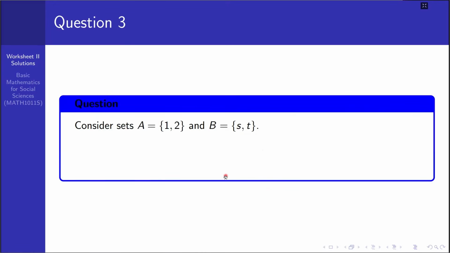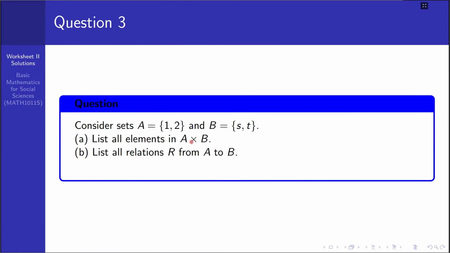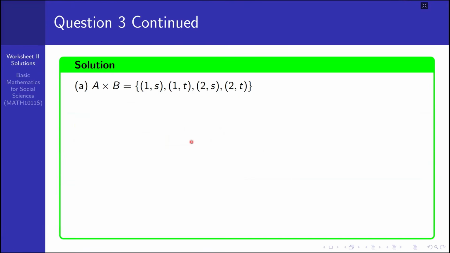Okay, question number 3. Consider sets A and B with their corresponding elements. Then after we are given these two sets, the questions that follow are: we are asked to list all the elements in A cross B, list all relations R from A to B, and lastly list all functions F from A to B. So let us see the first one.